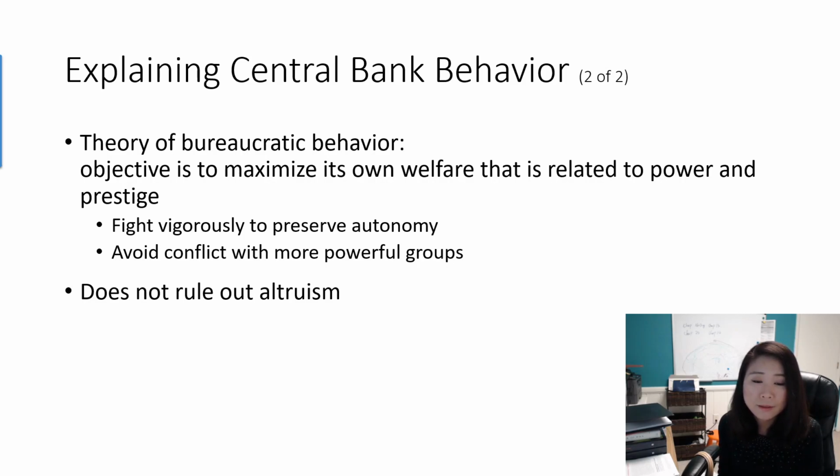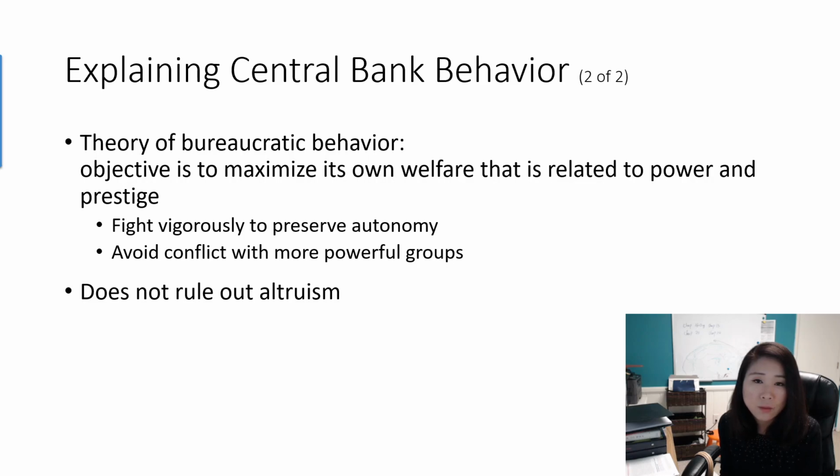In order to keep this kind of power and prestige, they usually fight vigorously to preserve autonomy. Even if Congress tries to pass laws, they still try hard to find politicians to support their independence, especially the independence of their revenue. They also try to avoid conflict with other more powerful groups. You can see that in the current crisis mode, the Federal Reserve, the Fed, tries to set up policy meeting the goals of the president and Congress. They don't try hard to set up their own goals. That is one example of how they try to avoid conflict with more powerful groups.